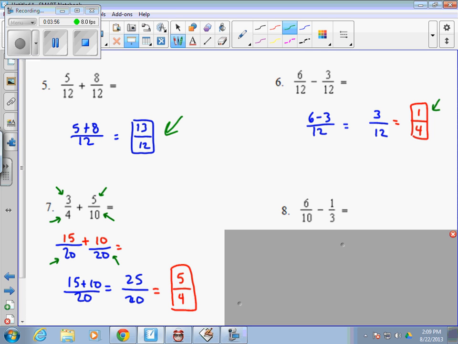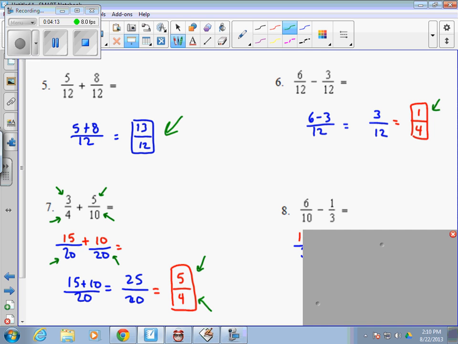All you have to do is add 15 plus 10. But you'll notice that you get 25 over 20. That's not simplified because the number 5 goes into both of them. You can multiply 5 by the number 5 to get 25 and 5 by the number 4 to get 20. So you wind up with 5 over 4.